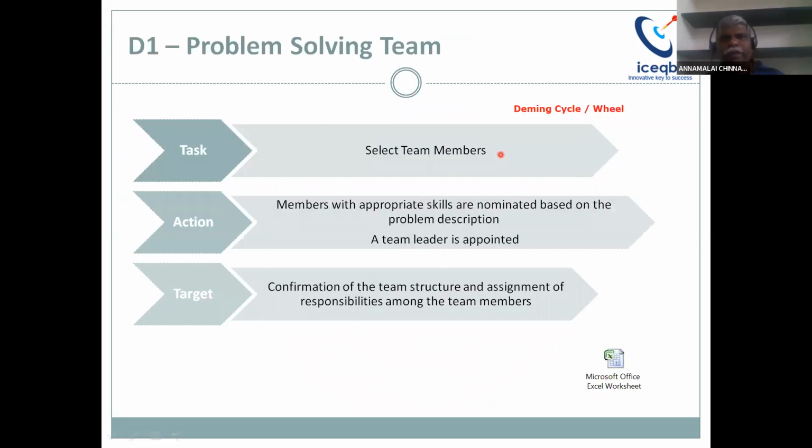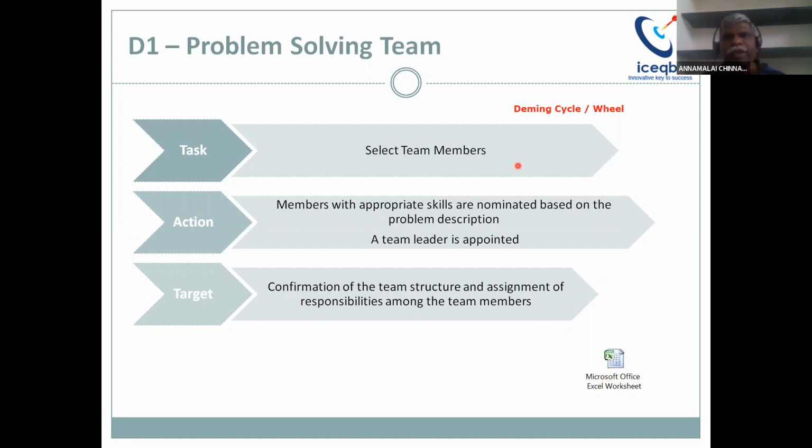Okay, so let us start these activities one by one. What are the actions we have to take? The first one is forming the team. So you'll have to select the team members. The team members with the appropriate skills are nominated based on the problem description. So depending upon the skills of the people who will be able to contribute to quantifying the problem or analyzing the root causes for the problem, or who will be able to give the solution for the problem, or who will be able to check whether the corrective actions have been properly implemented or not, right? So taking all this into consideration, we'll have to select the appropriate team members.